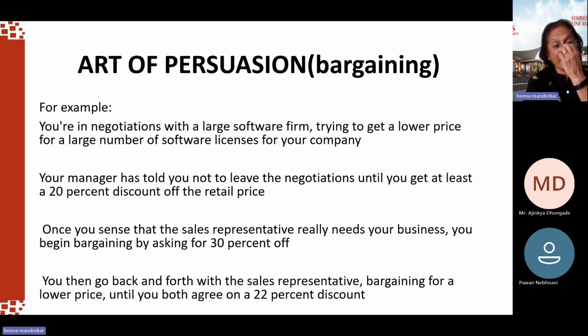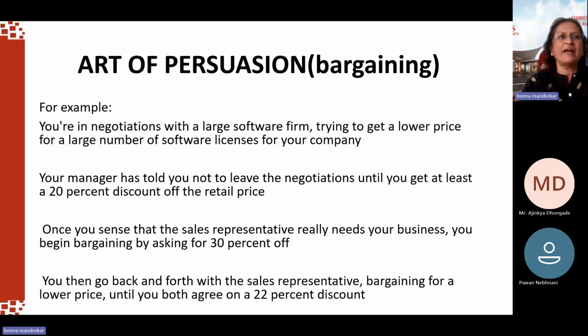For example, bargaining. You're in negotiations with a large software firm trying to get a lower price for a large number of software licenses for your company. You want some software licenses and you're telling the software firm, come on, now give them to me for a lower price. And your manager has told you, don't leave the negotiation until you get at least 20% discount. Okay. Now you go to that software firm and say, come on now, how much are you selling for? And he quotes a price.